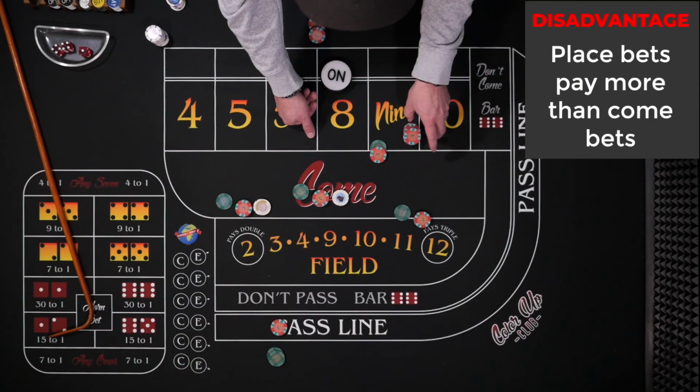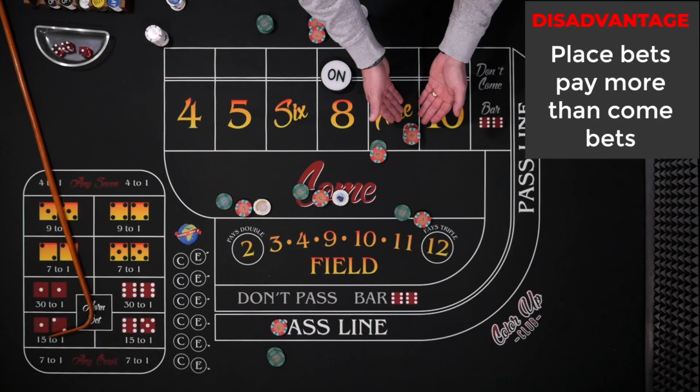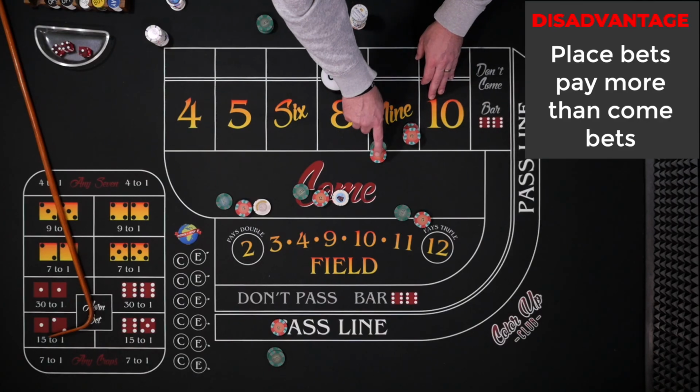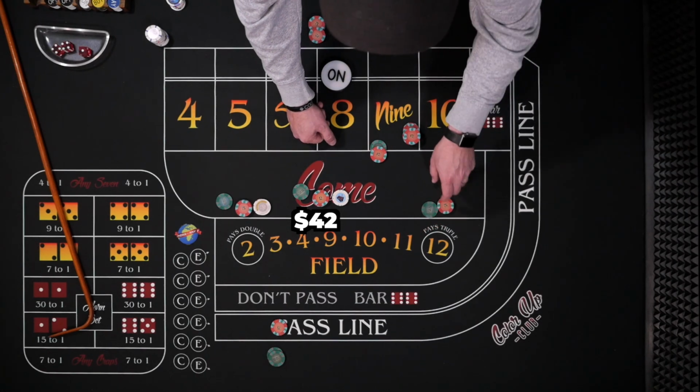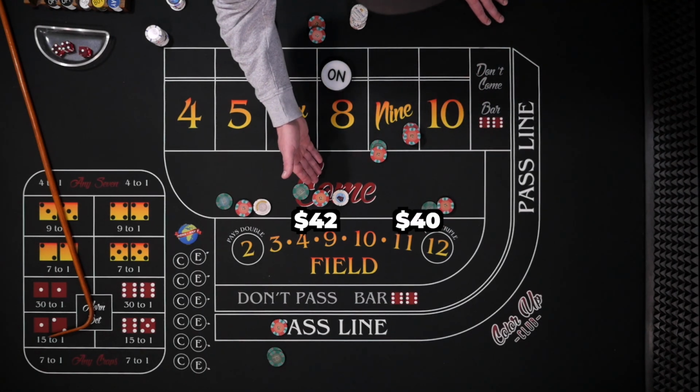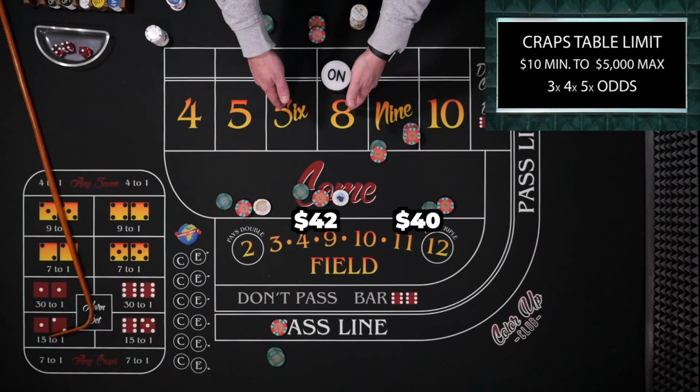An equivalent bet, we have $30: $10 flat, $20 in odds, and $30 straight up. Gets paid $42, gets paid $40. Place bets actually do get paid more on a 3, 4, 5 times table.